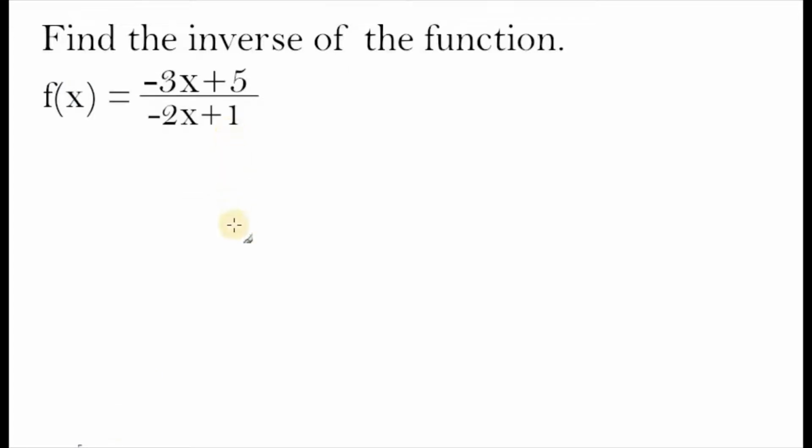And if you're to find the inverse of a fraction function, here's how you do it. You do the same thing to start with, you switch where the x and y are. So you'd put x is equal to negative 3y plus 5 over negative 2y plus 1. Then you put x over 1 so that you could cross multiply.